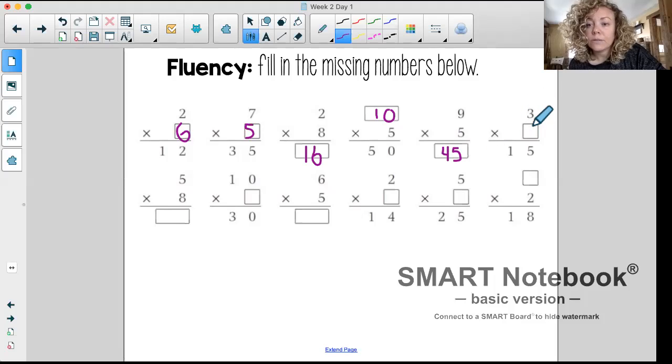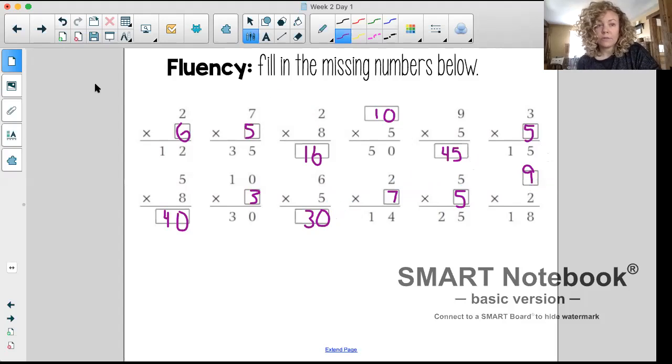3 times blank equals 15. 5 goes there. 5 times 8, skip count by 5 or 8 to get 40. 10 times blank is 30. 10, 20, 30, that is 3. 6 times 5 is 30. 2 times blank is 14. Skip count by 2, 7 times to get 14. 5 times blank is 25. 5 times 5. And times 2 is 18. That is 9.